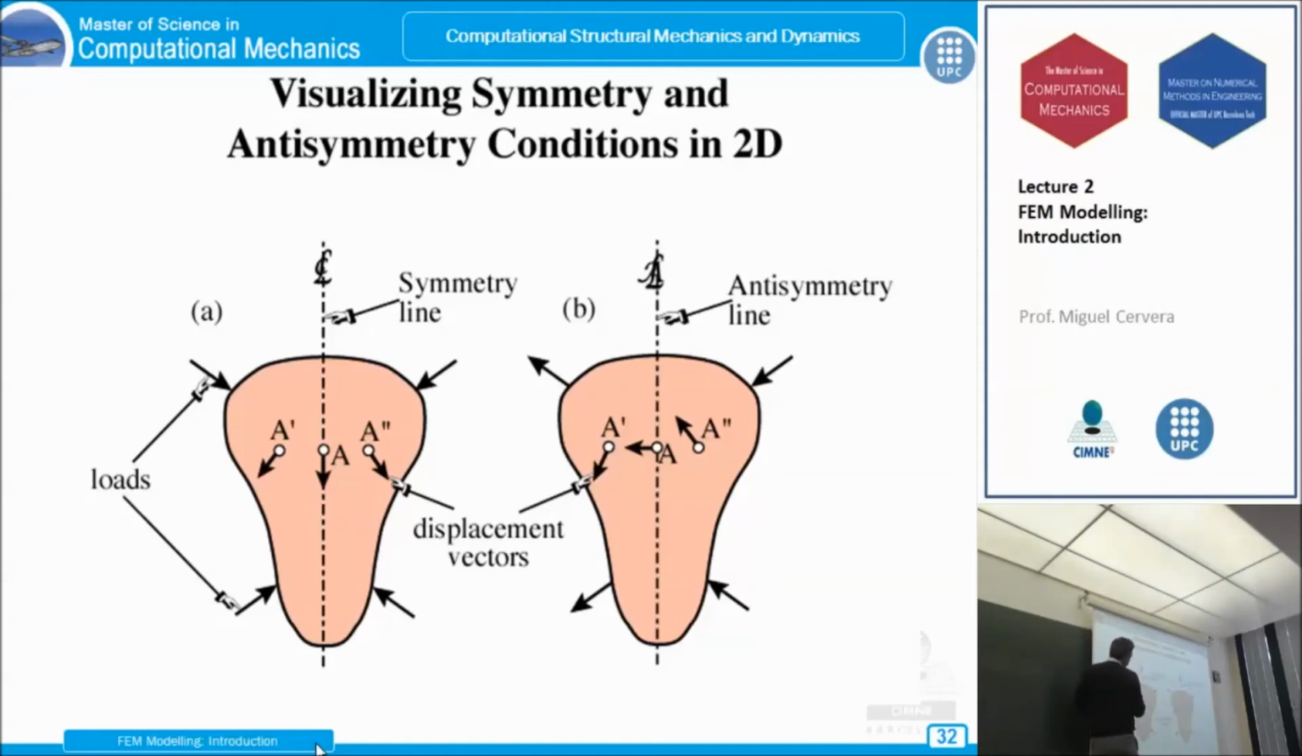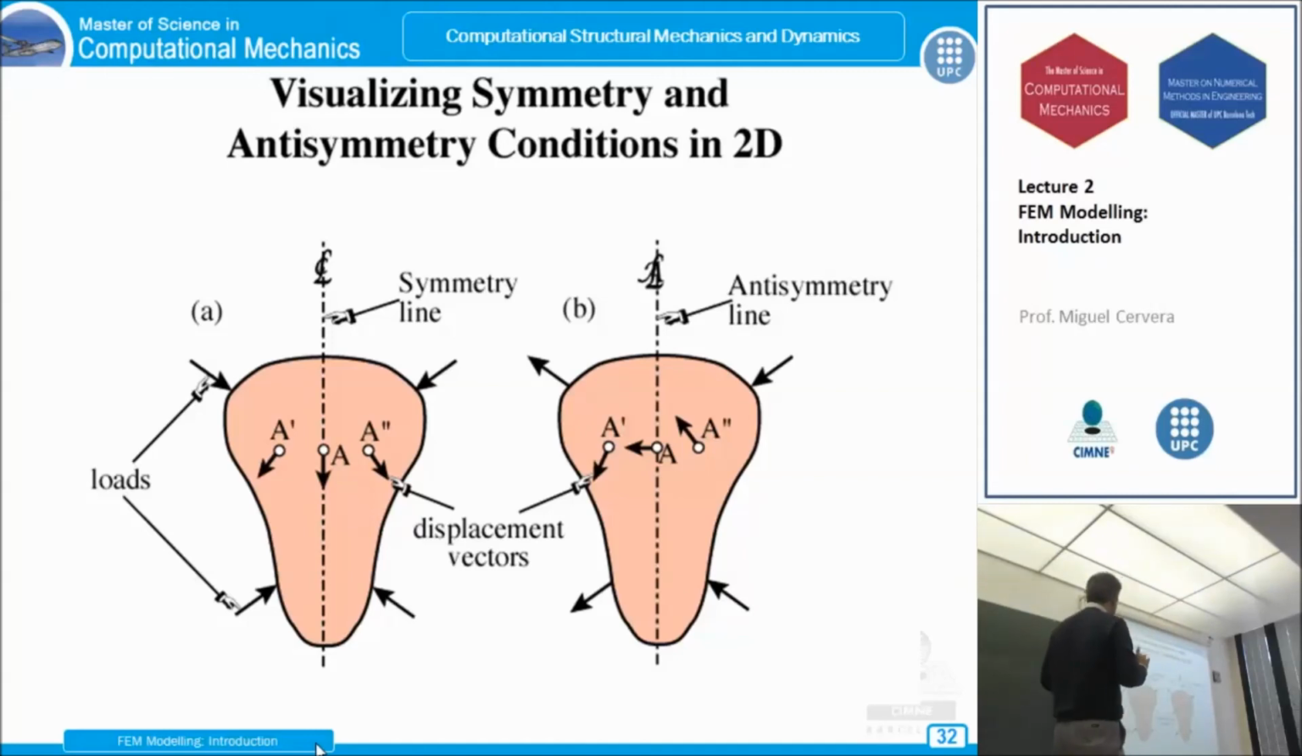Now, a little bit more involved than symmetry is antisymmetry or skew symmetry. Again, the geometry is symmetric, the loading is antisymmetric, and then the response is antisymmetric. This, again, if you know how to do it, you can save half of the effort by only studying one half or the other; it doesn't make any difference because they are directly related.